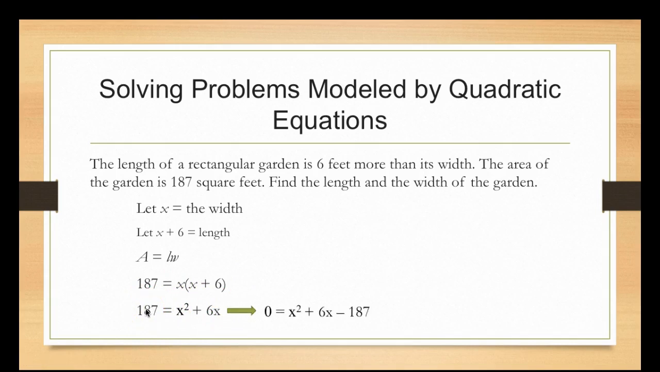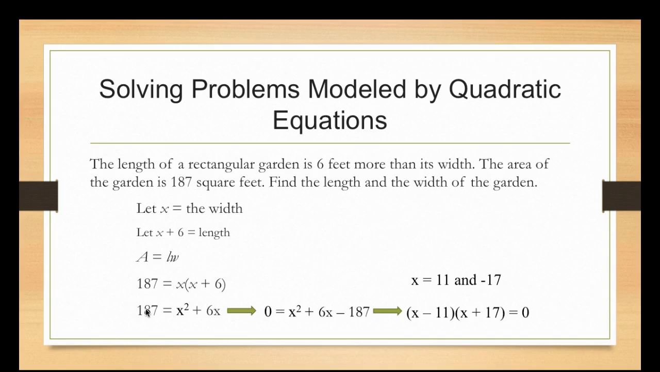And now we do product sum. So what could you multiply together to get negative 187, and those same two numbers add together to get 6? And I think we would have 17 and negative 11. So x minus 11 times x plus 17. So that means x will equal 11 and x will equal negative 17.